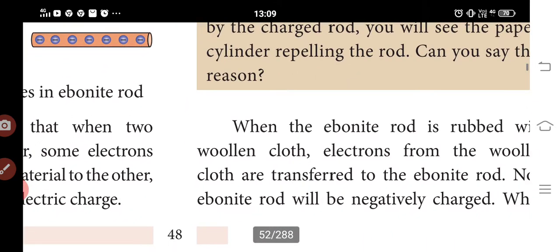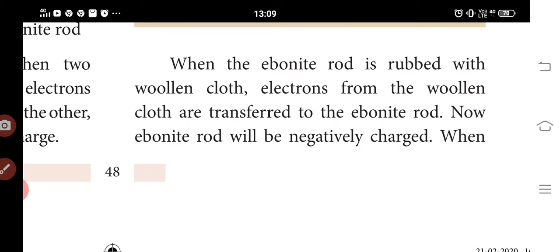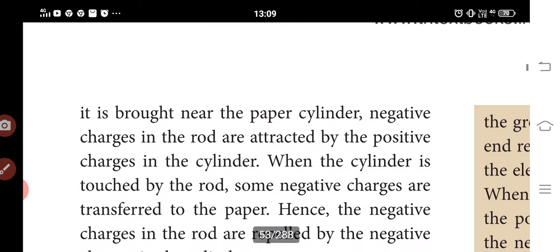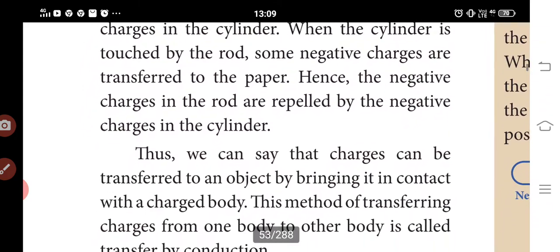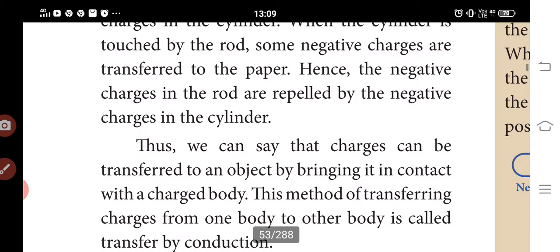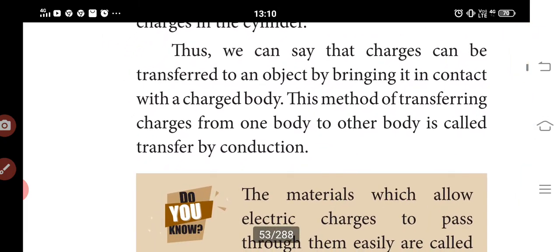Can you say the reason? When the ebonite rod is rubbed with the woolen cloth, electrons from the woolen cloth are transferred to the ebonite rod. Now the ebonite rod will be negatively charged. When it is brought near the paper cylinder, negative charges in the rod are attracted by the positive charges in the cylinder. When the cylinder is touched by the rod, some negative charges are transferred to the paper. Hence, the negative charges on the rod are repelled by the negative charges in the cylinder. Thus we see charges can transfer to an object by bringing it in contact with a charged body. This method of transferring charges from one body to another is called transfer by conduction.